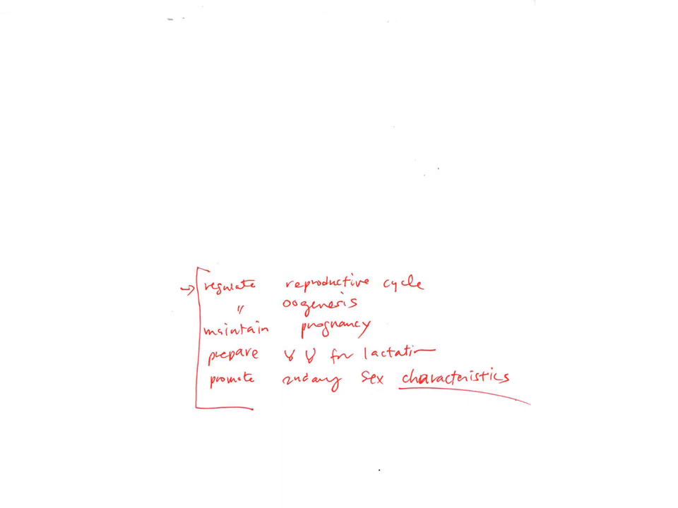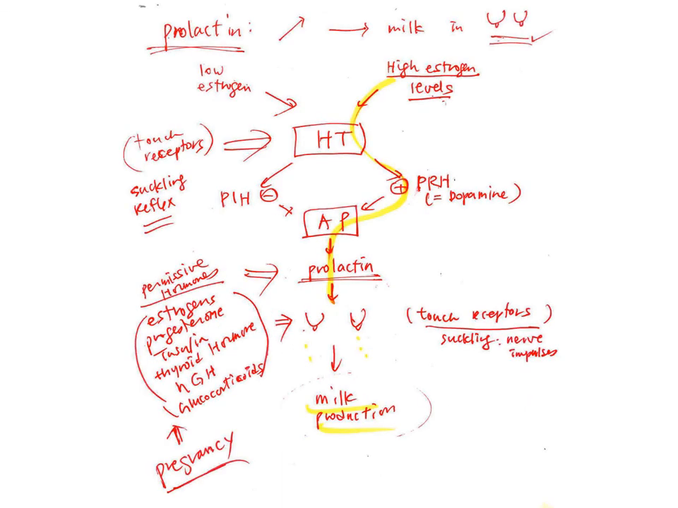Okay, so in the end, these hormones regulate the reproductive cycle and oogenesis, maintain pregnancy, prepare lactation, and also promote secondary sex characteristics. Okay, prolactin.